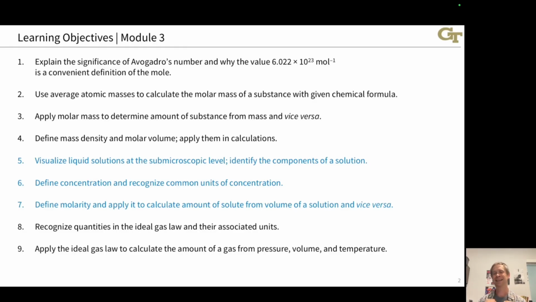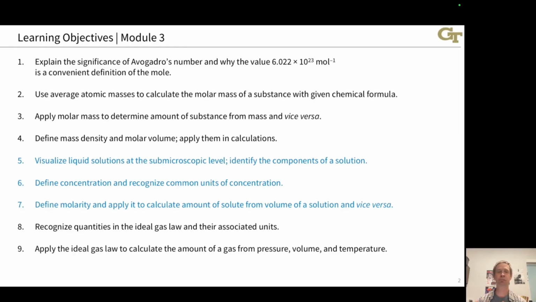We'll talk about a key measure of solutions called concentration. Concentration, like molar mass and molar volume, is a bridge for us from a measurable quantity for a solution to the number of particles in that solution that we're interested in. So it's a bridge from, for example, volume to moles or volume to mass. Molarity, in particular, is a concentration unit that allows us to bridge volume and moles. And it's the most important concentration unit in chemistry by far. So we're going to end the video by talking about molarity, and we're going to apply it to calculate the amount of solute from the volume of a solution, or vice versa.